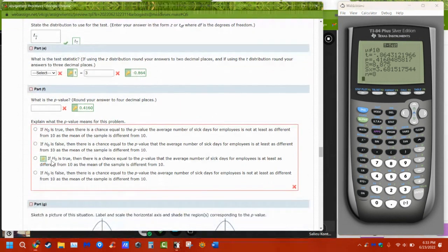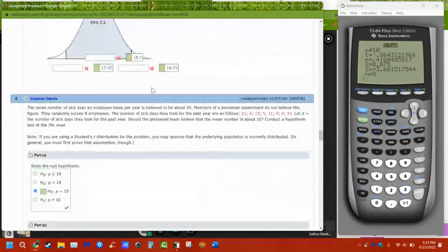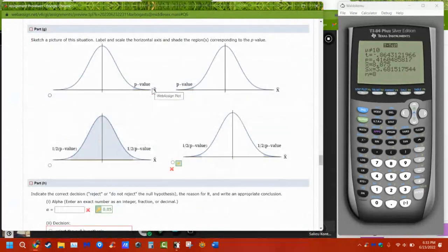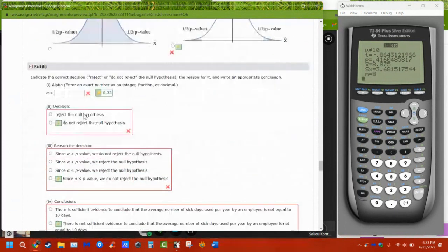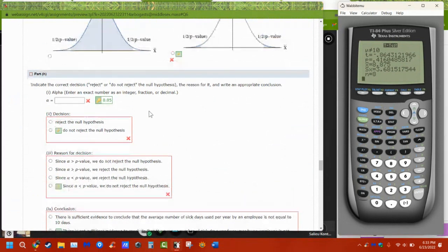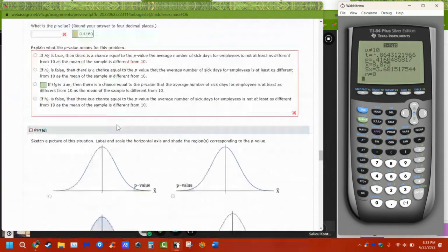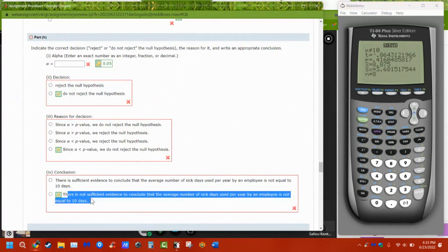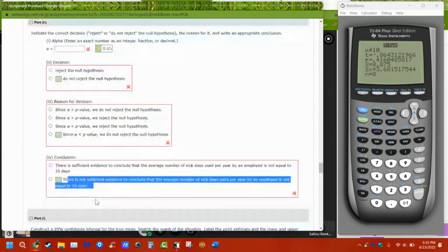And what does it mean? Well, again, if the null hypothesis is true, it's the probability of getting these data points and this information. What is the graph? Because it's not equal, we have stuff on both sides. And then what are we going to do? Well, we have our alpha, which was 0.05. We compare it to our p-value, which is right here. And since 0.41 is bigger than 0.05, we do not reject the null hypothesis because the alpha is less, and there isn't sufficient evidence to assume that it's different from 10 days.